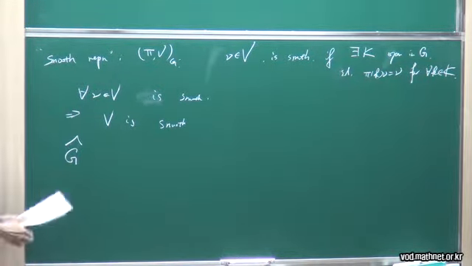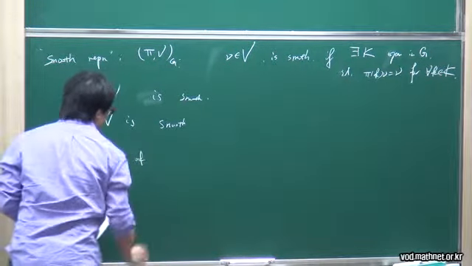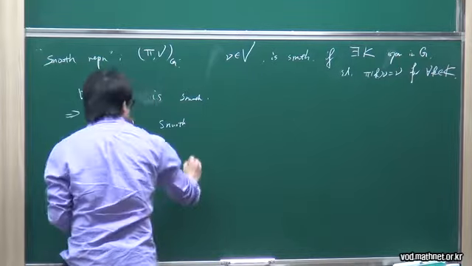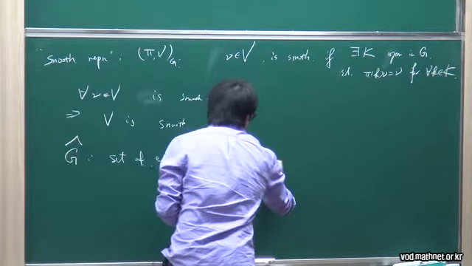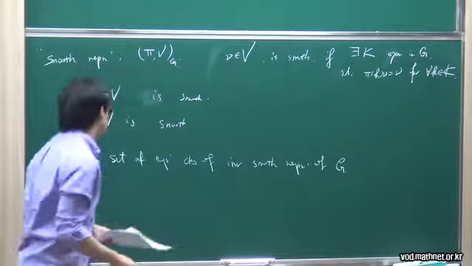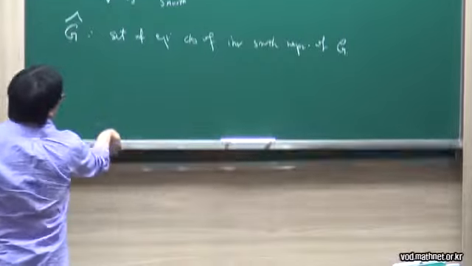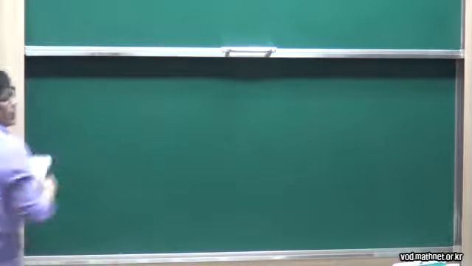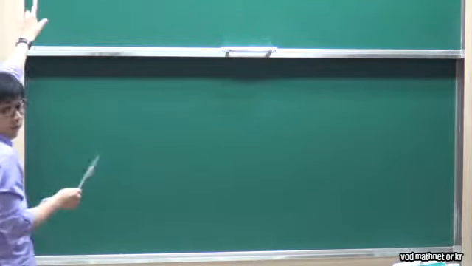And now we will define the first object here. We will use this notation, G hat. That is the set of equivalence classes of irreducible smooth representations of G. In fact, the space here may not be finite; it is infinite dimensional. So we have to define a suitable condition. We can work on the smooth ones.